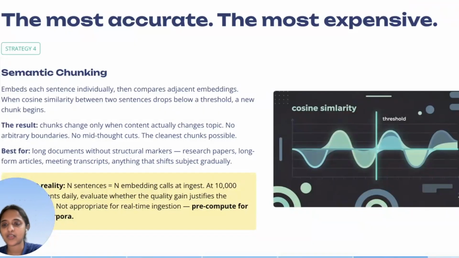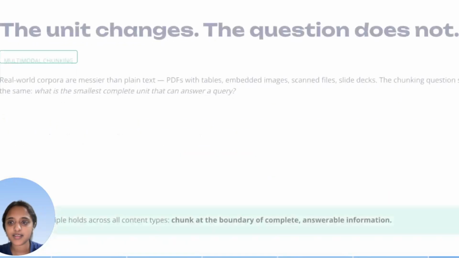This is the cleanest way of doing chunking, but it's expensive. It's best for long documents without structural markers. Say we have n sentences, so n embedding calls at ingest. So this is going to consume more tokens, or say it's a little more expensive than other chunking strategies.